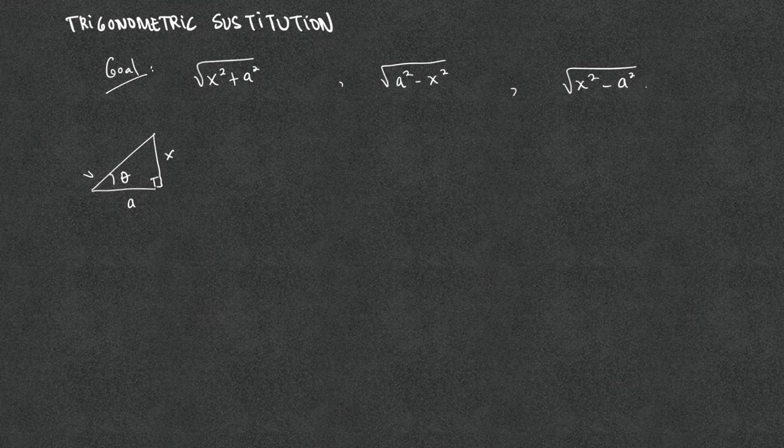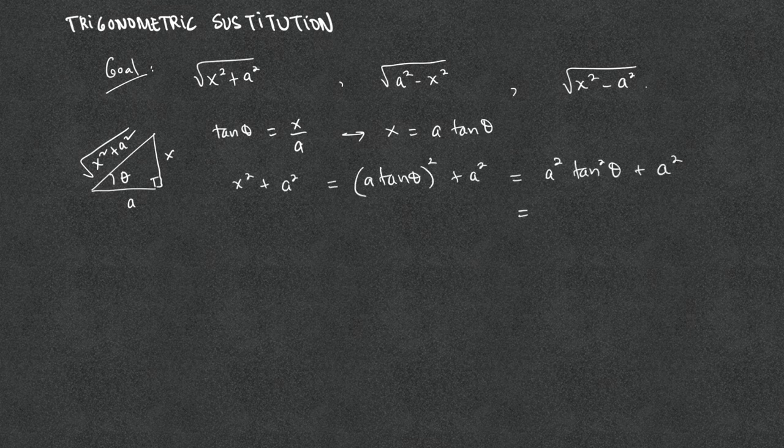Consider the right triangle whose sides are a and x. The hypotenuse is the square root of x squared plus a squared. Tangent of theta is x over a, so x is a times tangent of theta. x squared plus a squared is therefore (a tangent theta) squared plus a squared, and this can be simplified to a squared times the quantity tangent squared theta plus 1, but tangent squared theta plus 1 is secant squared theta.